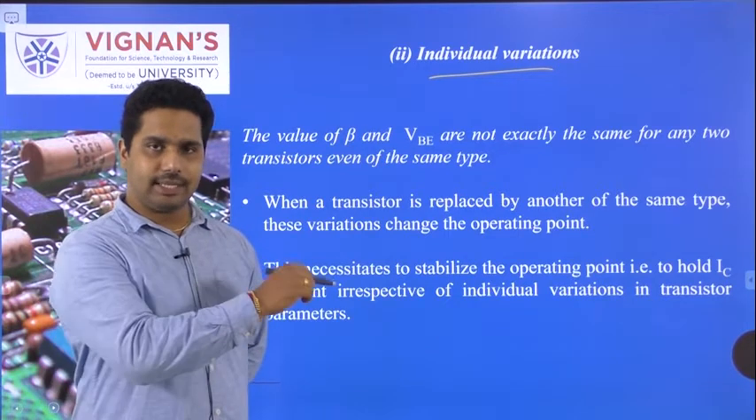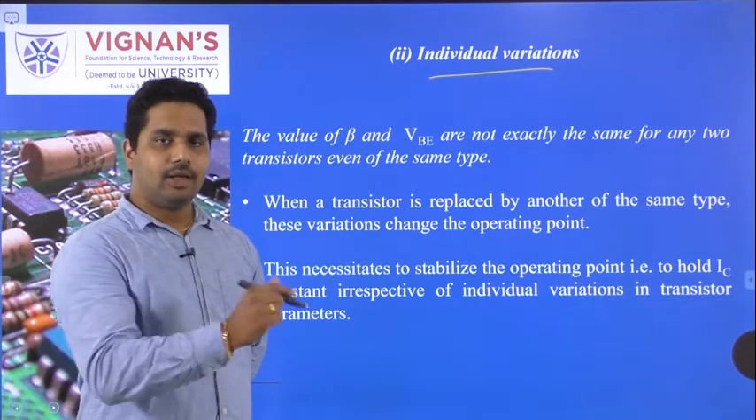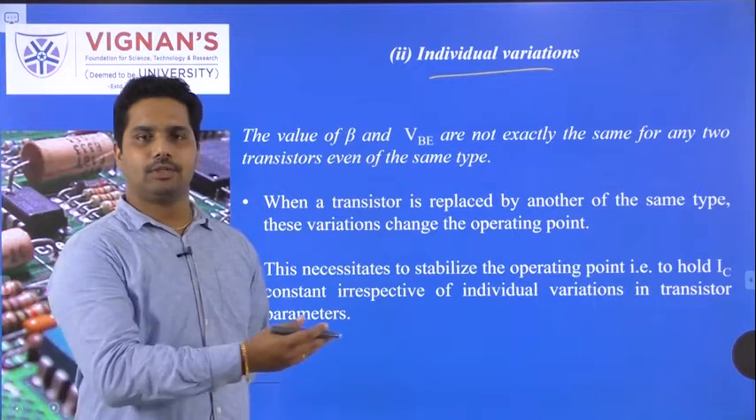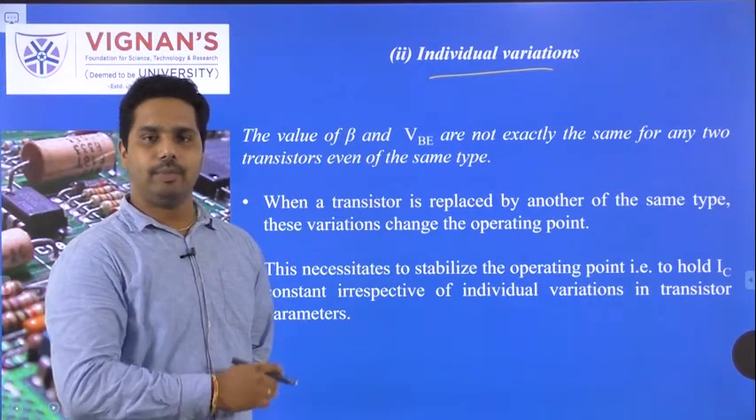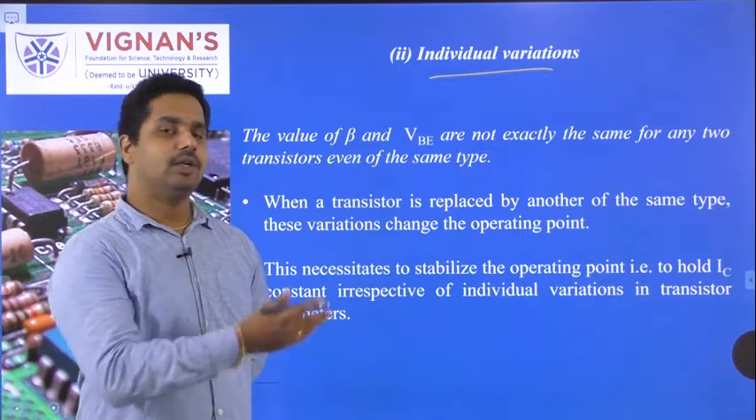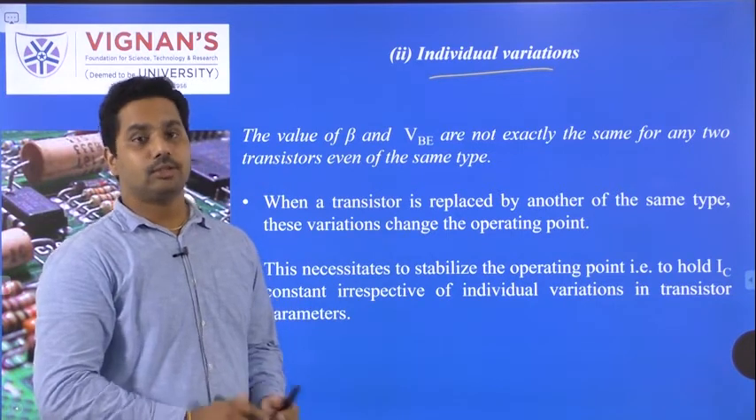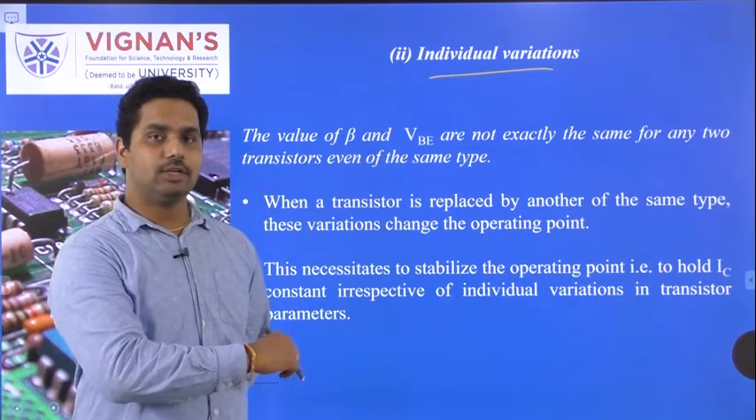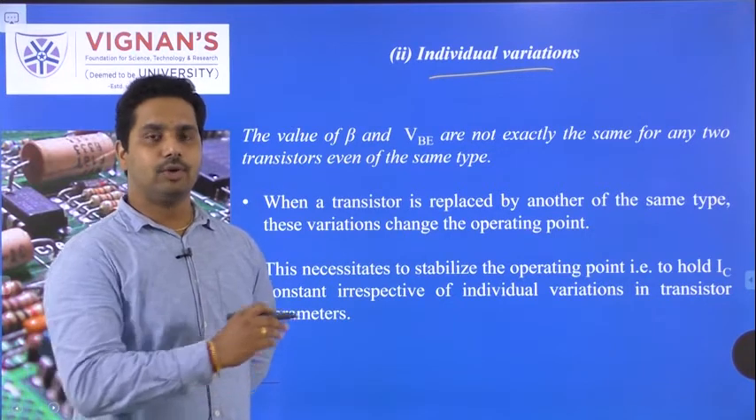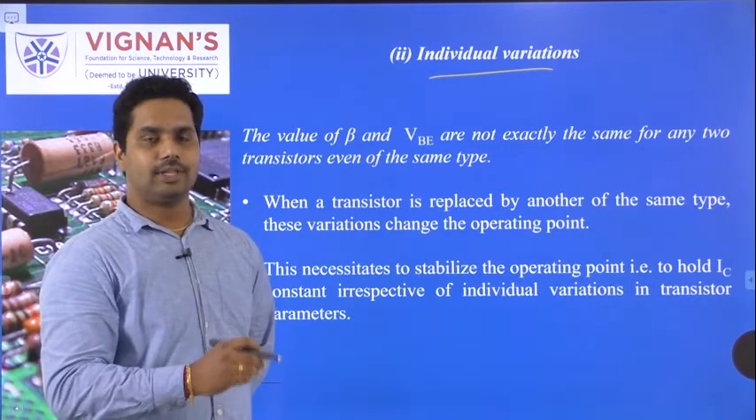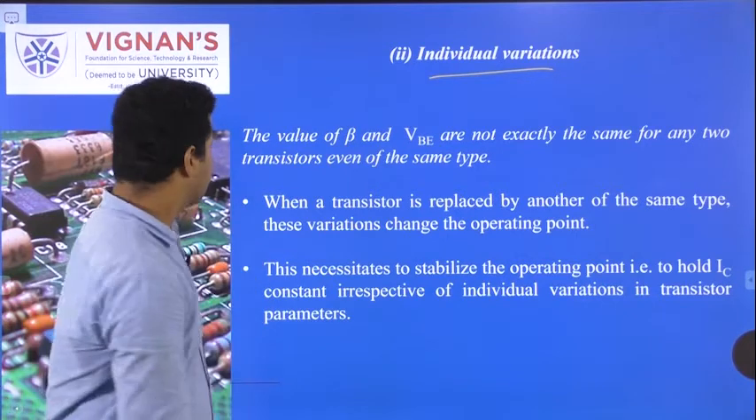Whenever you are replacing it with a new transistor, there will be some variations in the values of beta and VBE, and because of that, what will happen? Your collector current will be changing. So that also we have to stabilize. It should not happen, so that we always have the proper or desired Q point.